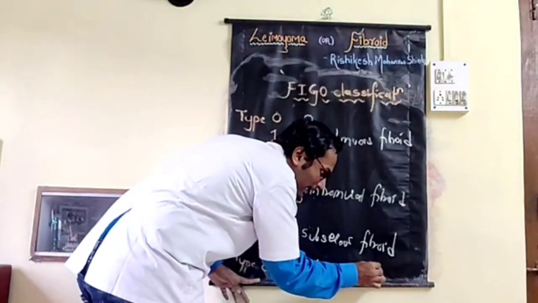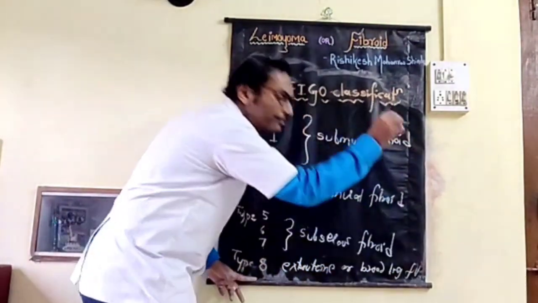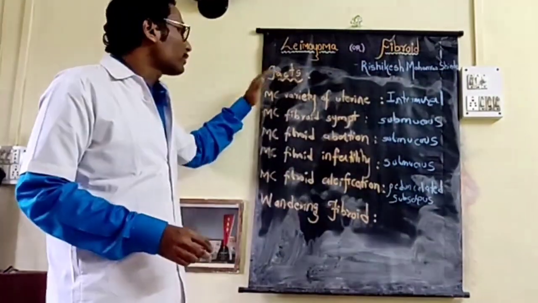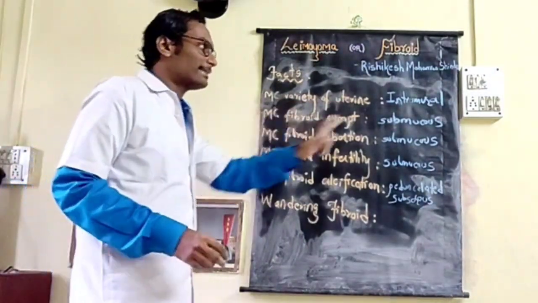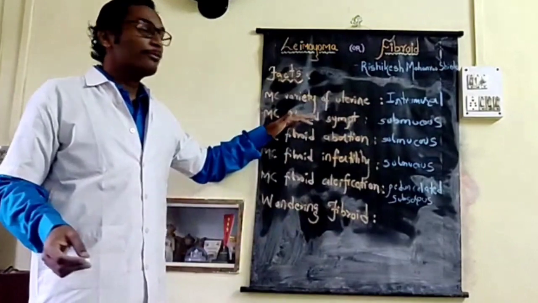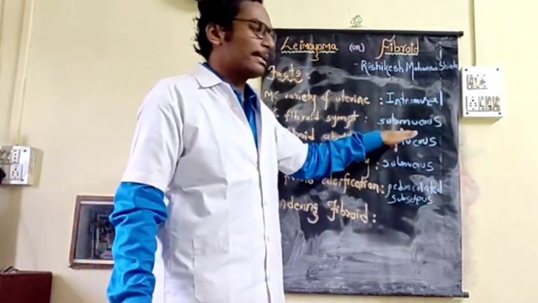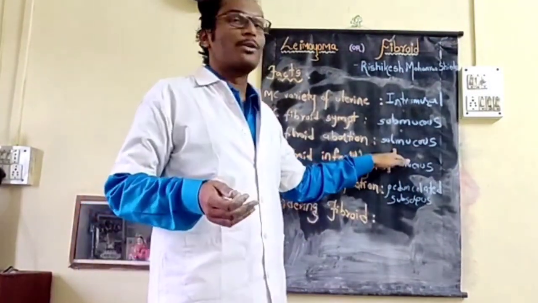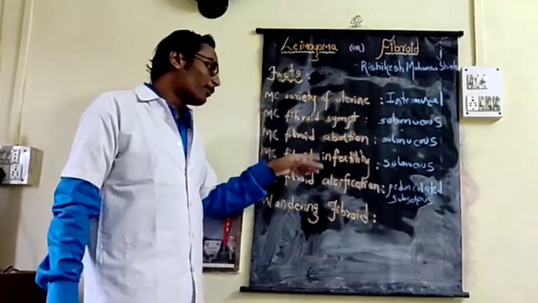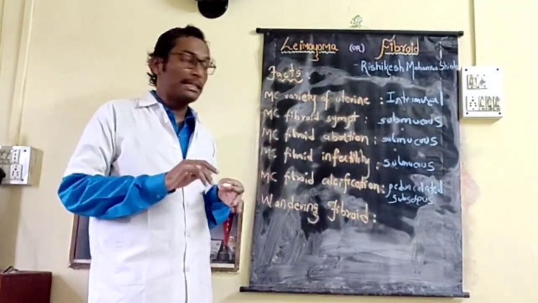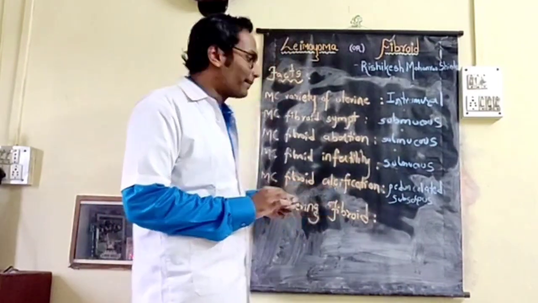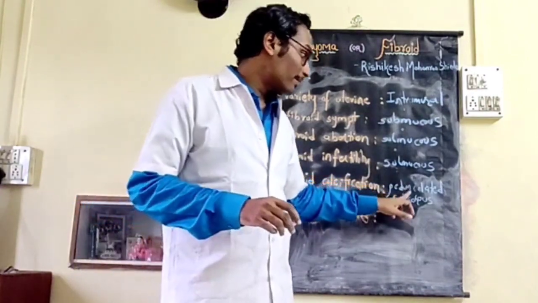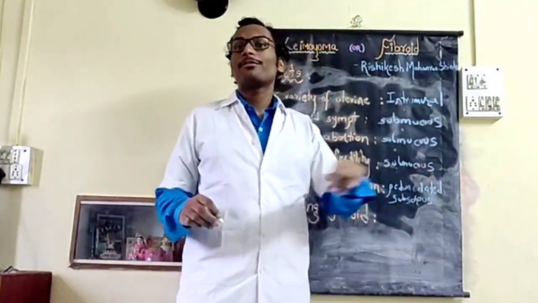Now we will talk about certain facts regarding fibroid, so you have to remember them. The most common variety of uterine fibroid is intramural fibroid. The most common fibroid which causes symptoms is submucous fibroid. The most common fibroid associated with abortion is also submucous fibroid. The most common fibroid associated with infertility is also submucous fibroid. The most common fibroid associated with calcification is the pedunculated subserous fibroid.